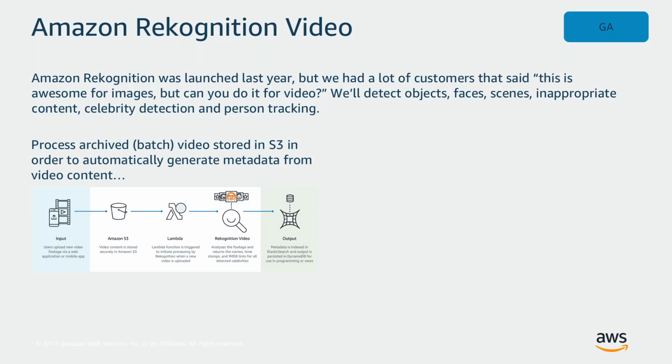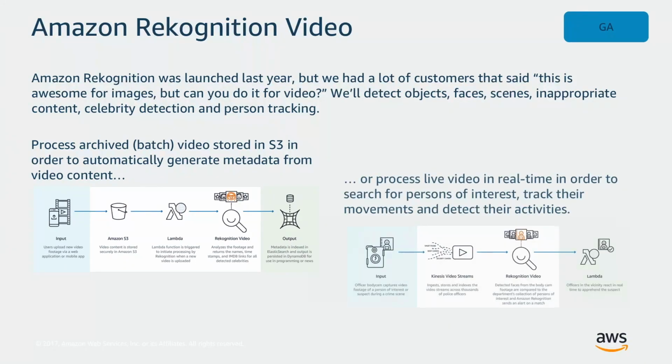And all of this metadata has associated timestamp information. Another scenario where video Rekognition could be used is in the processing of live streaming content. Features such as live person tracking could be used for public safety use cases, where you could identify a known person of interest using facial recognition and track their movements or activities through scenes.